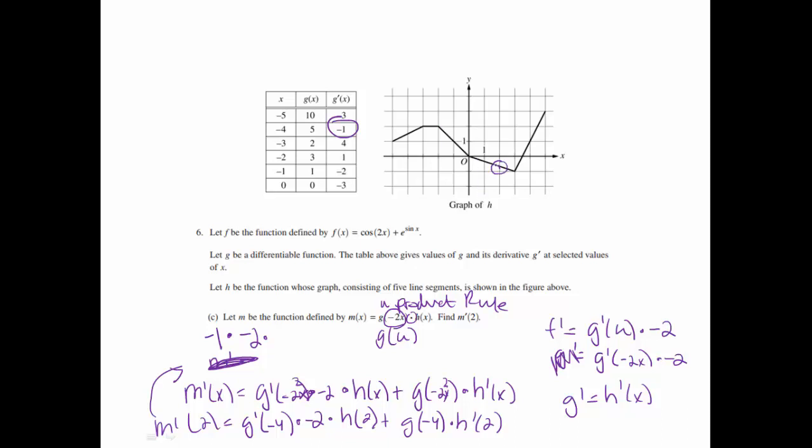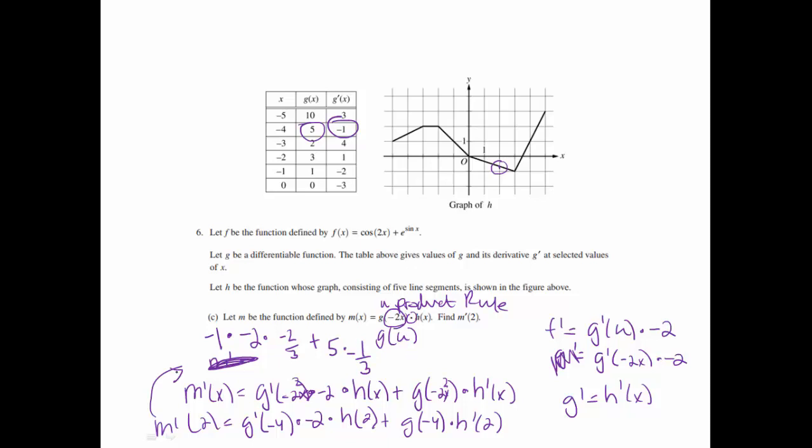This is h. So I'm just looking for where that's at. This would be down 1/3. This would be down another third. So that's going to be negative 2/3. And then plus g of negative 4. Go up to my chart. g of negative 4 is 5 times h prime of 2. We already established that h prime of 2 is equal to negative 1/3.